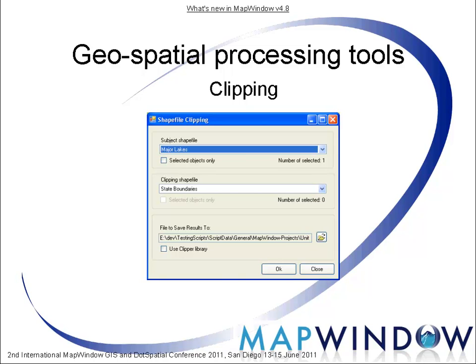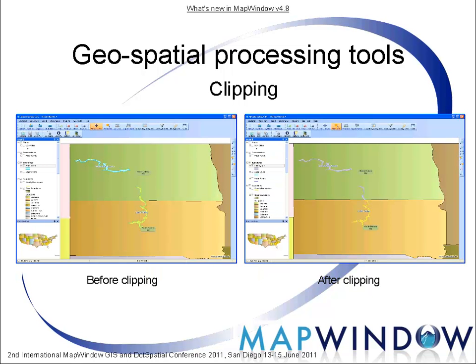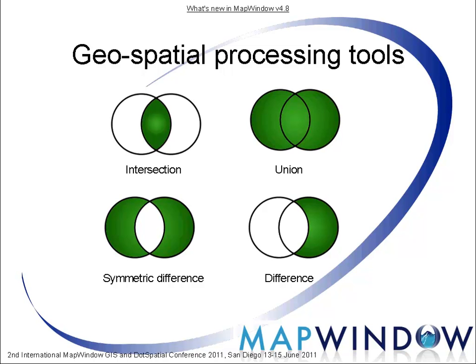You can use the clipper library. It's much faster with large shapefiles but less accurate with small shapefiles. And now you can see that the lake here is across 2 states and the lake here is clipped at the state boundary. Other geospatial processing tools have also been implemented, like intersection, union, symmetric differences, normal differences.